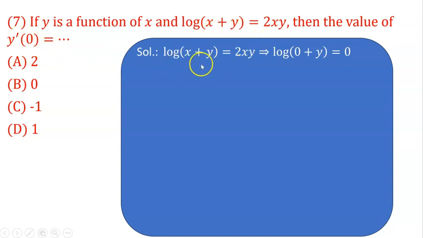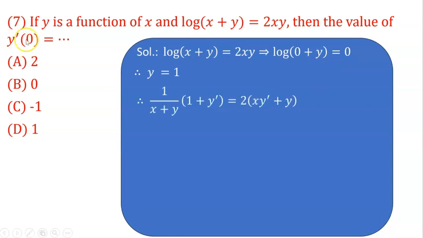If x is 0, we will find out the value of y here. log of x plus y is equal to 2 into x into y. Replace here x by 0, then you will get log of 0 plus y. Log of 0 plus y means log of y, and here 2 into x is 0, 0 into y, overall you will get 0, that is log of y is equal to 0. As log of y is equal to 0 means the value of y is 1. Okay, and here we have x is equal to 0 and y is equal to 1.